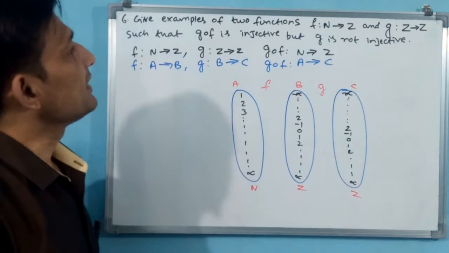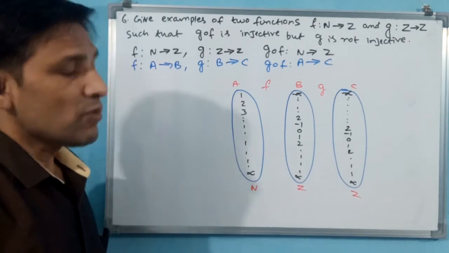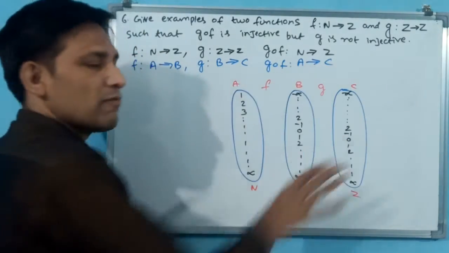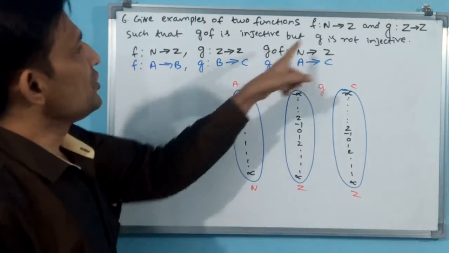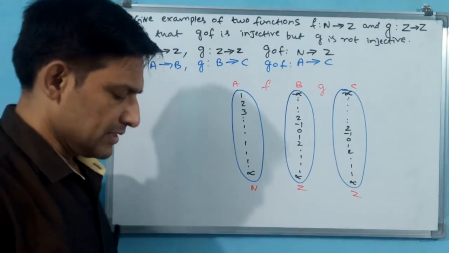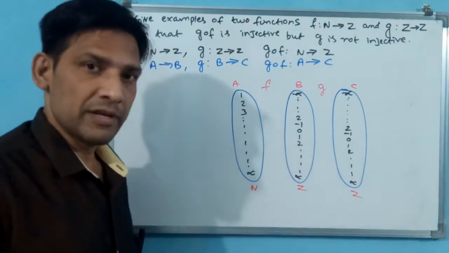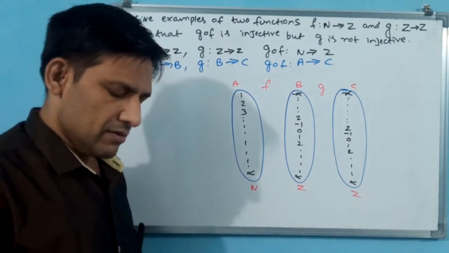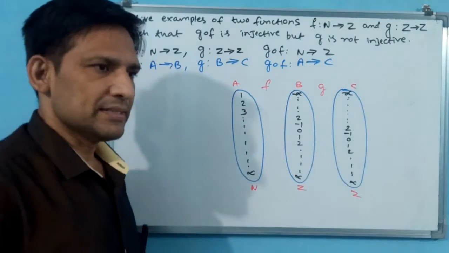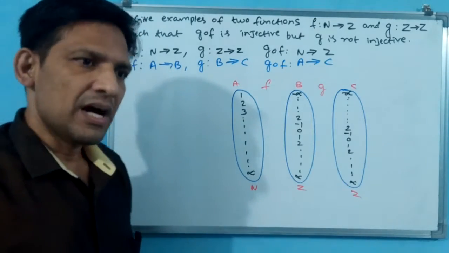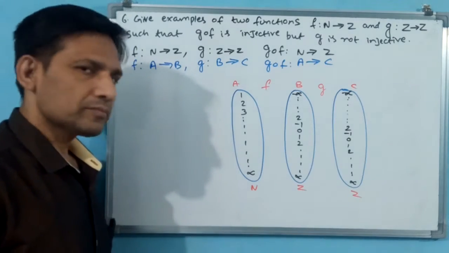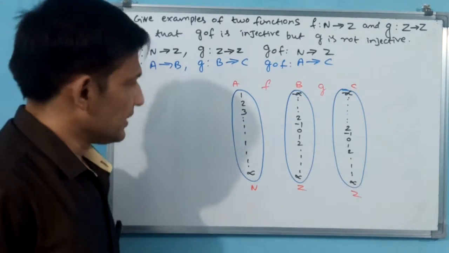See what he is asking. GOF should be one-one, injective. GOF completely A to C should come one-one, but G should not be one-one. Such that function we have to design. He has given f(x) is equal to x, g(x) is equal to modulus x. Same thing we can take, or else you can take g(x) is equal to x square. Okay, let me see here.